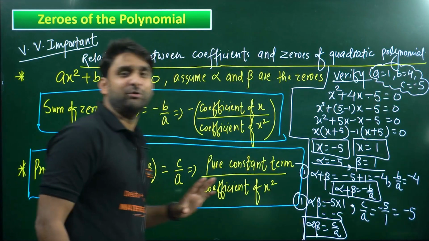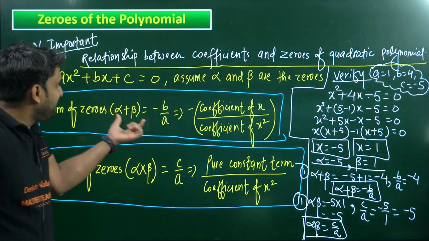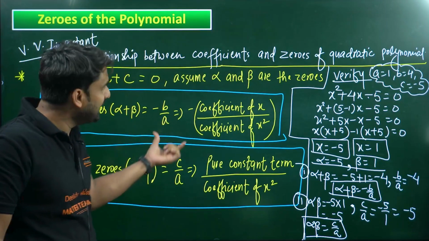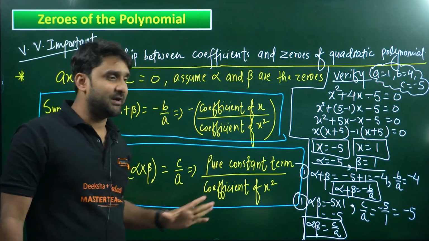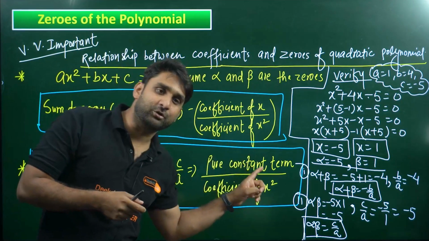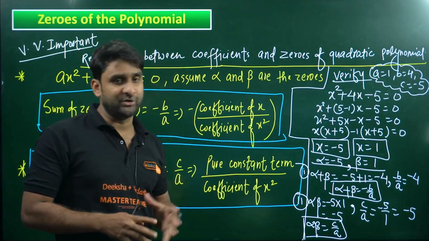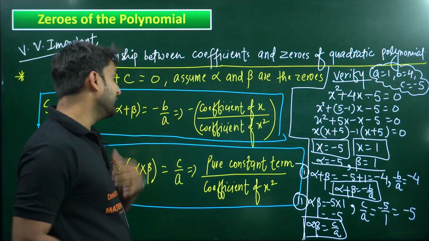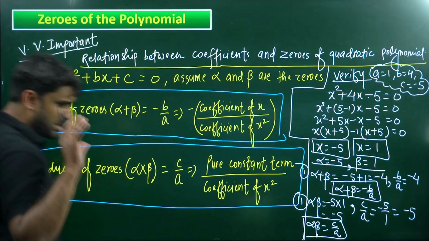Okay, is it clear to everyone? The sum of zeros, alpha plus beta, gives you minus b by a, which is equal to the coefficient of x divided by the coefficient of x square. The product of zeros is equal to c by a. c is the pure constant term and a is the coefficient of x square, and we have just proved it. A lot of questions are based on this. Okay, moving to the next.